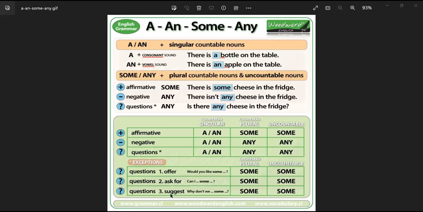Y también tenemos otro uso con el some, que es suggest, right? Why don't we, okay, take some time, right, to study the proposal? ¿Por qué no nos tomamos un tiempo para analizar, para estudiar la propuesta? So why don't we have some time to study the proposal? Okay, so these are some other usages when we refer to the quantifier some. Entonces, some tiene más usos también. Ofrecer algo, ofrecimientos, pedir algo o sugerir algo. Okay, so now, well, that was additional.